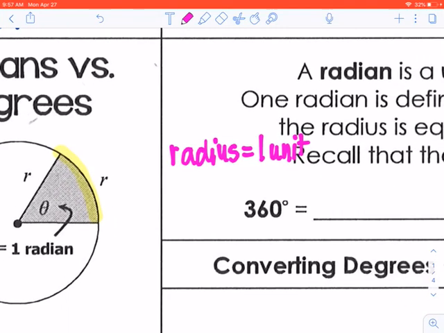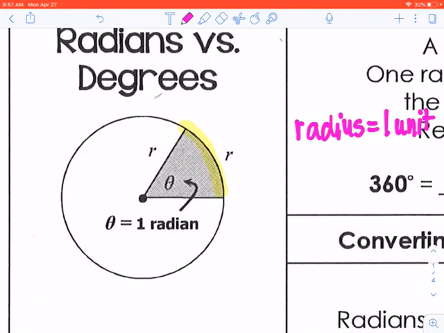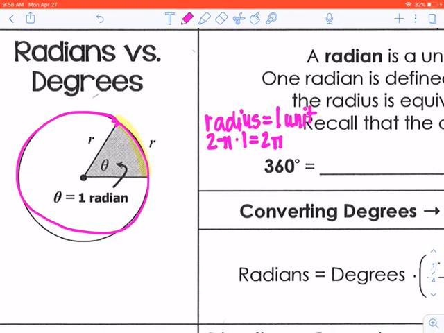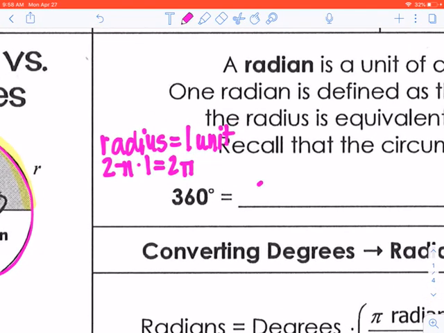So if our radius is 1 unit, then 1 full revolution around the circle, 1 full revolution of 2 pi r, is going to be 2 times pi times 1, which is 2 pi. So a full 360 degrees around the circle is going to be 2 pi radians.